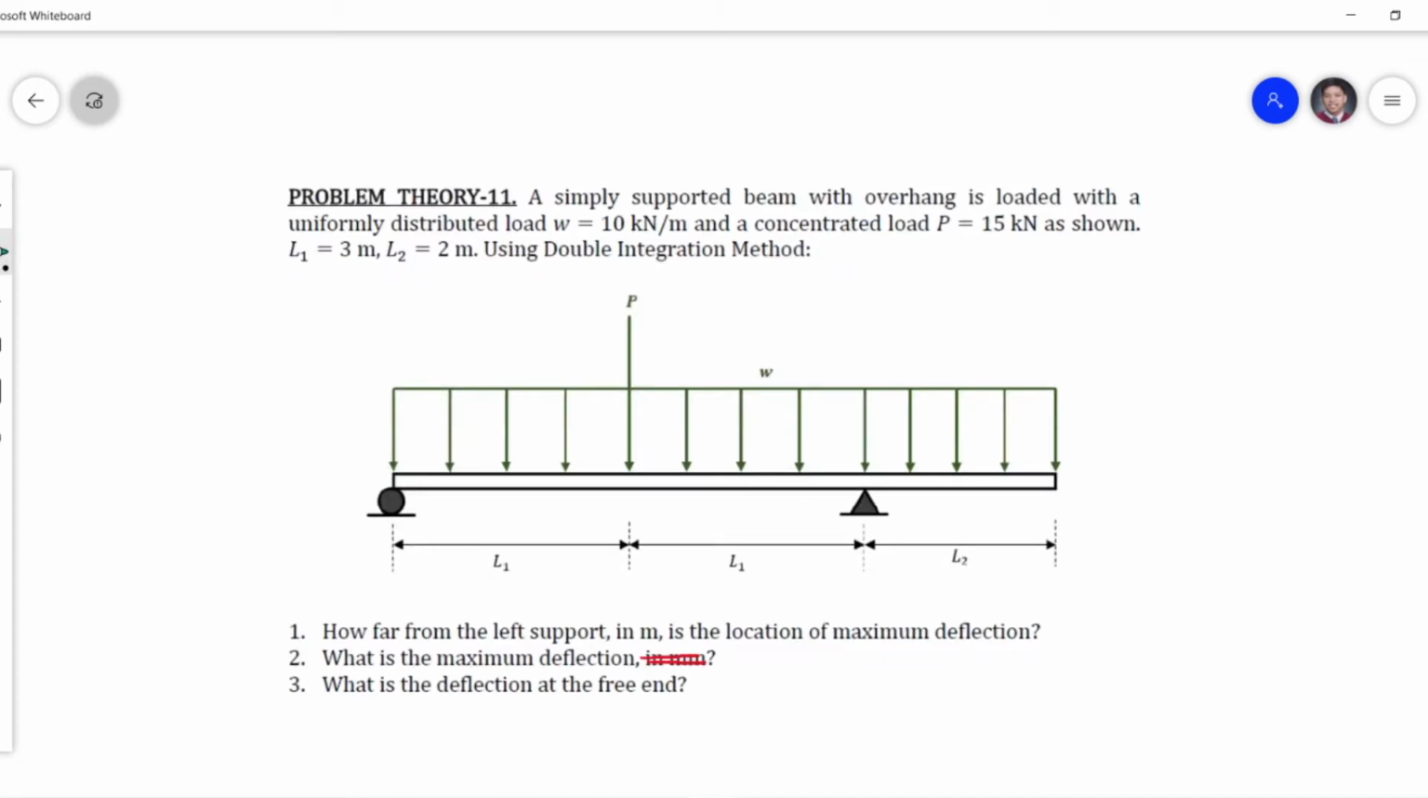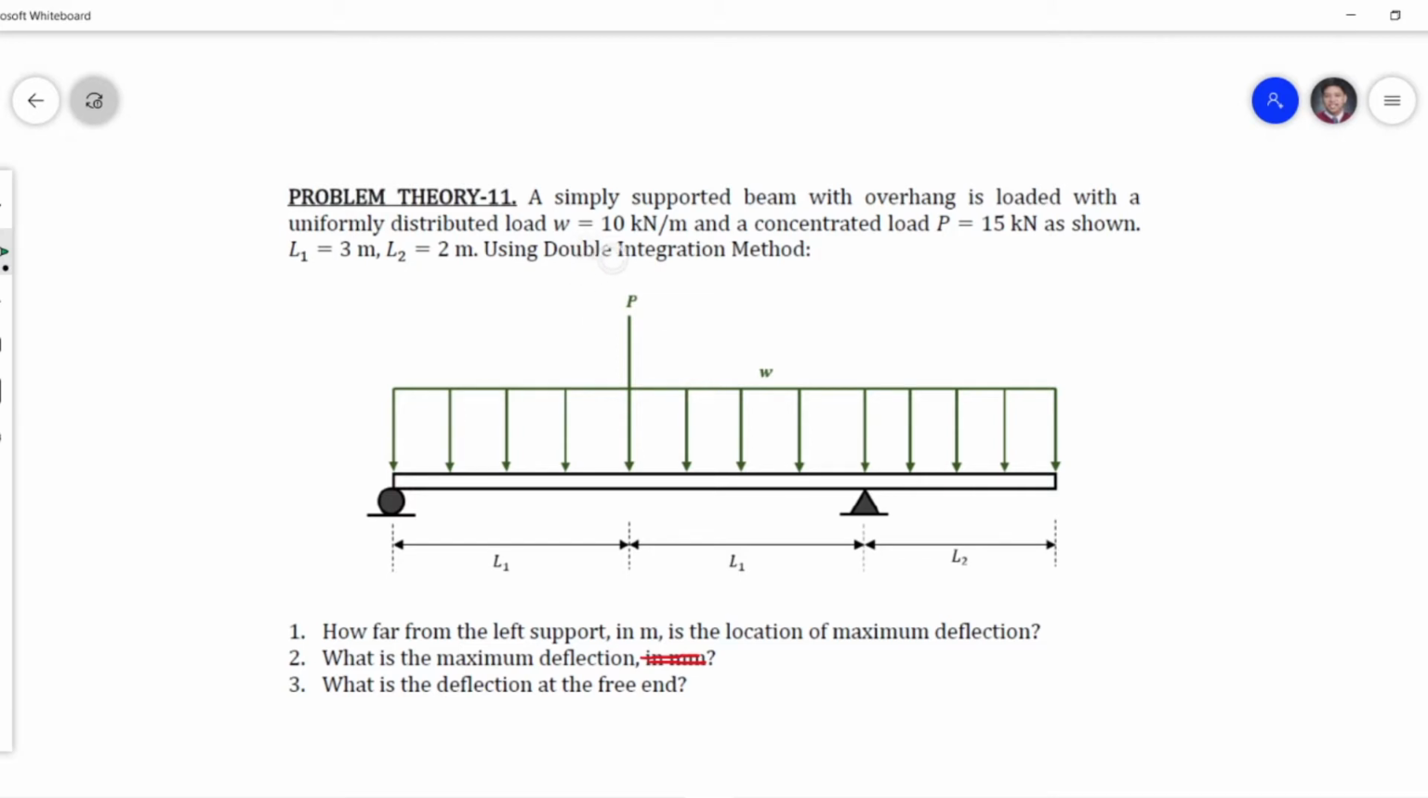Okay, welcome sa video natin, 'no. This time proceed tayo sa second practice problem natin. A simply supported beam with overhang is loaded with a uniformly distributed load W equals 10 kilonewton per meter and the concentrated load P equals 15 kilonewton as shown. So L1 daw natin is 3, L2 is 2.